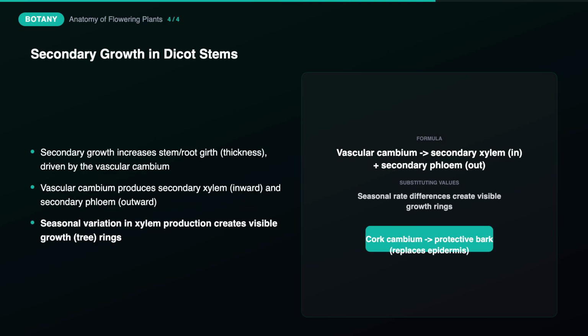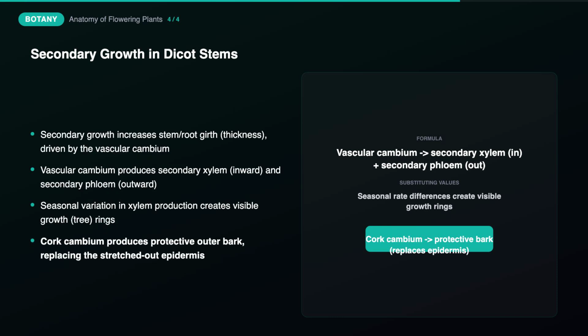Because secondary xylem production usually exceeds secondary phloem production and happens at different rates in spring versus autumn, this seasonal variation creates visible concentric growth rings, commonly called tree rings, which can be counted to estimate a tree's age. A second lateral meristem, the cork cambium, forms nearer the outer surface and produces the protective outer bark, replacing the epidermis, which cannot stretch to accommodate the increasing girth and eventually gets shed.